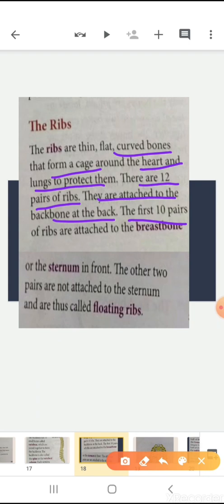The first 10 pairs of ribs are attached to the breastbone, or the sternum, in front. The other 2 pairs are not attached to the sternum and thus are called floating ribs.